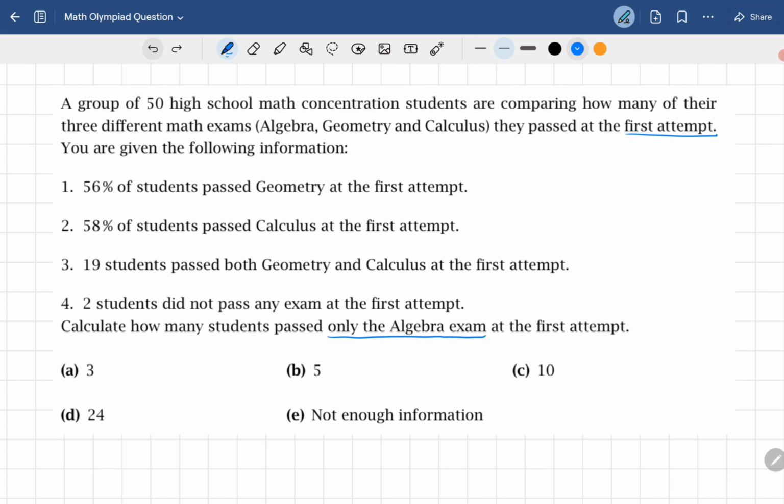Why did they say this only, you might ask? Well, they said this only because you can see in part 3 it says 19 students passed both geometry and calculus at the first attempt. So that's why they want to specify the individuals who only pass the algebra exam. They don't want us to find the number of individuals who pass both algebra and geometry or algebra and calculus. They only want us to find the number of students who passed only algebra.